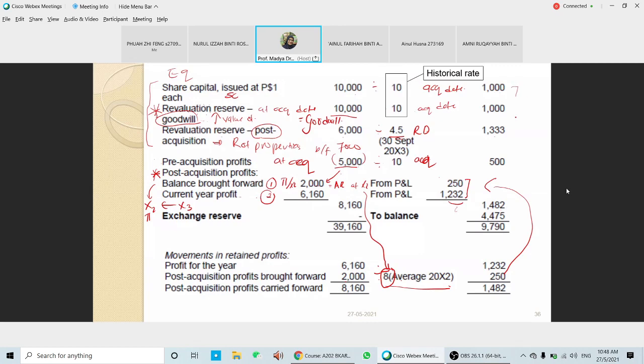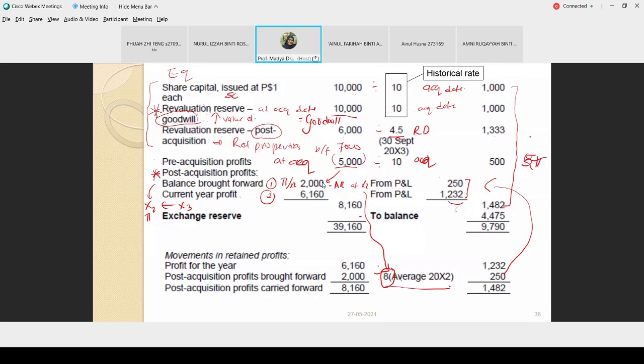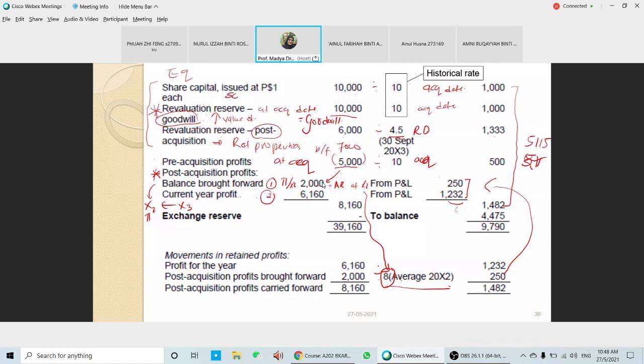If you total up all of those figures, you're going to have 51515. Total equity should equal your net assets. Your net assets here is 9790, so your equity also should be 9790.